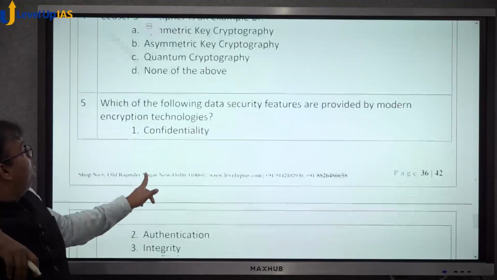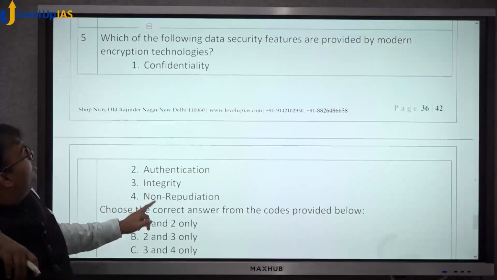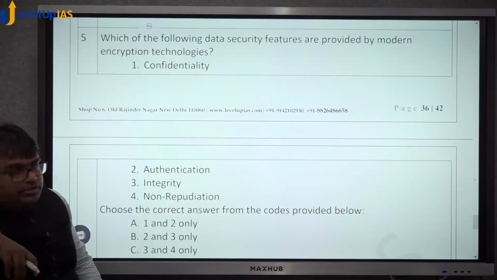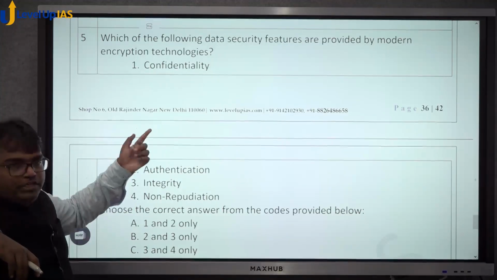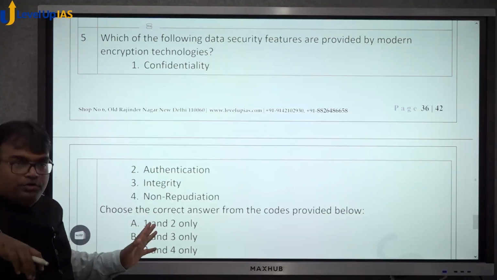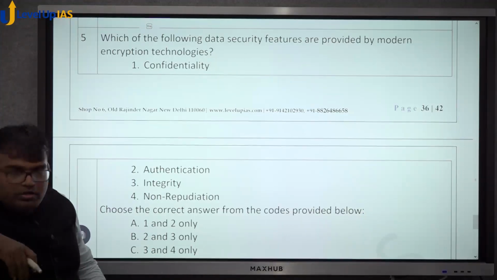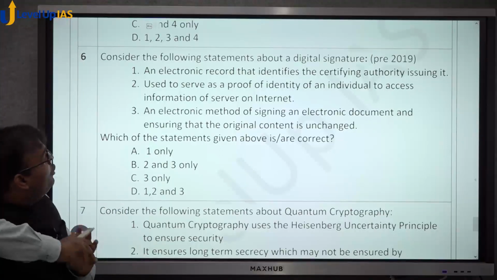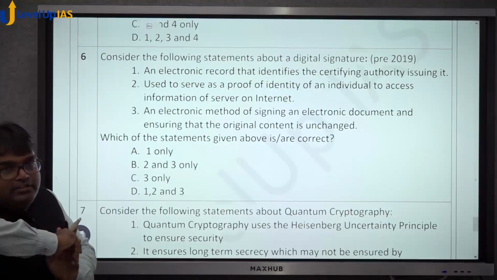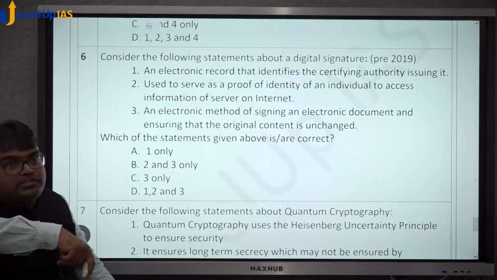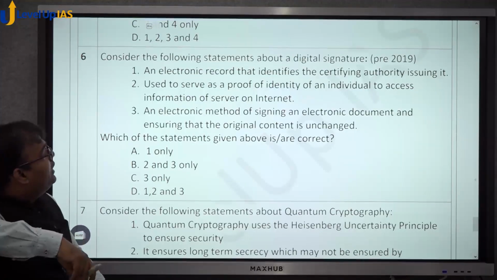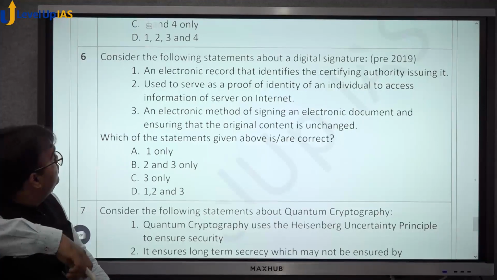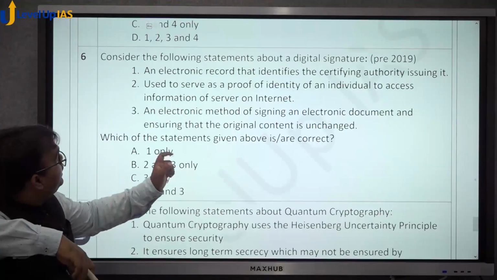Okay, question number 5. Which of the following data security features are provided by modern encryption technologies? Again, all. We have seen confidentiality, authentication, integrity, non-repudiation. All these things are provided by the modern encryption technologies. Okay. Question number 6. Consider the following statements about digital signature. This question on digital signature was asked in Prelims 2019. Okay, an electronic record that identifies the certifying authority issuing it. Which of the statement given above is correct?